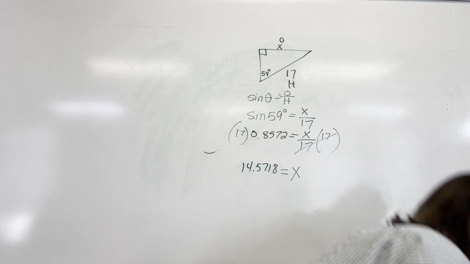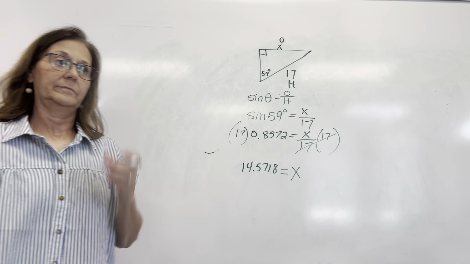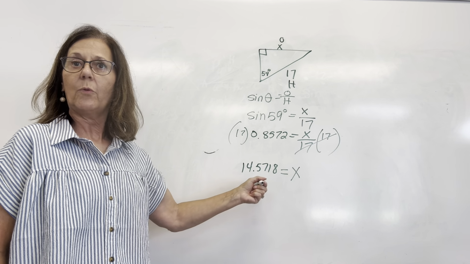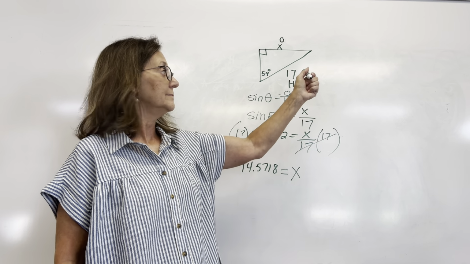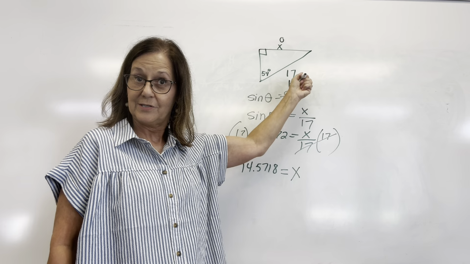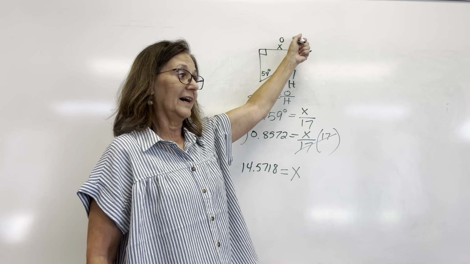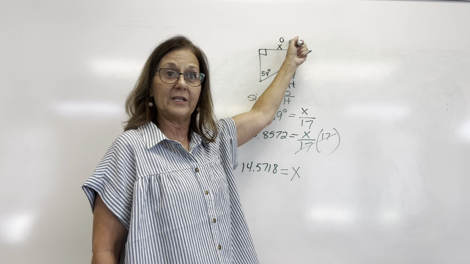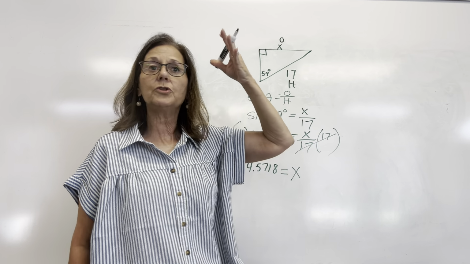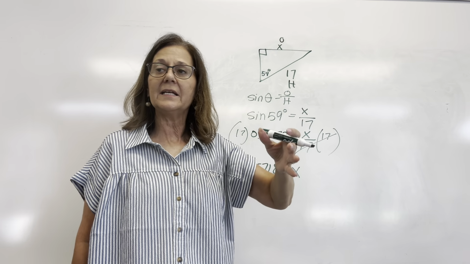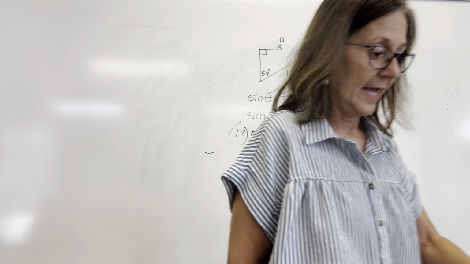14.5718. Okay, this is where I always want you to engage logic. Is that reasonable? What makes 14.5 reasonable? It better be less than 17, the hypotenuse. If you solve for the length of a side and it's more than the hypotenuse, your brain should say you did something wrong. I always want you to look back and ask yourself, is my answer reasonable? And it is.